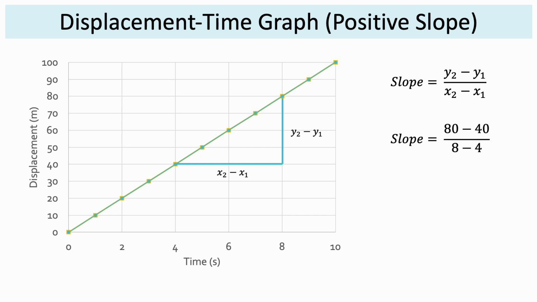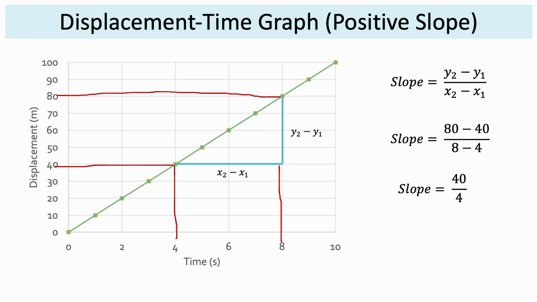So, slope is equal to 80 minus 40, the y2 coordinate minus the y1 coordinate, divided by 8 minus 4. You can just extend a line like this. You'll find that it is the y2 coordinate, the y1 coordinate, here is the x2 coordinate, and here is the x1 coordinate. So slope is equal to 40 divided by 4. So slope, which represents velocity, is equal to 10 meters per second.